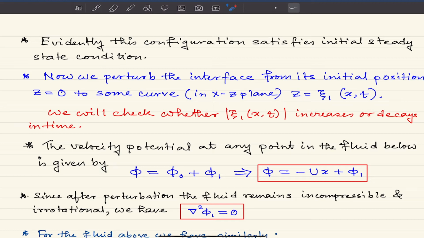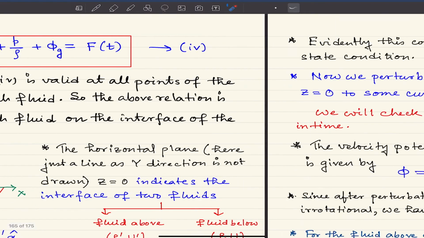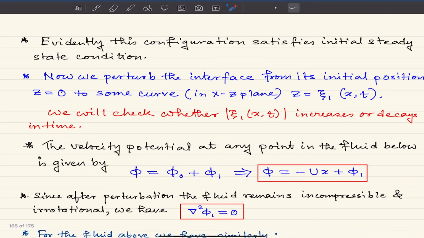So now we perturb the interface from its initial position z equal to 0 to some curve which is given by z equal to xi1(x, t). So this curve is only depending on x and t. Along x it can have different values according to the different values of x, and it can also have an explicit time dependence. Okay, that is also possible. That depends on the nature of the perturbation.